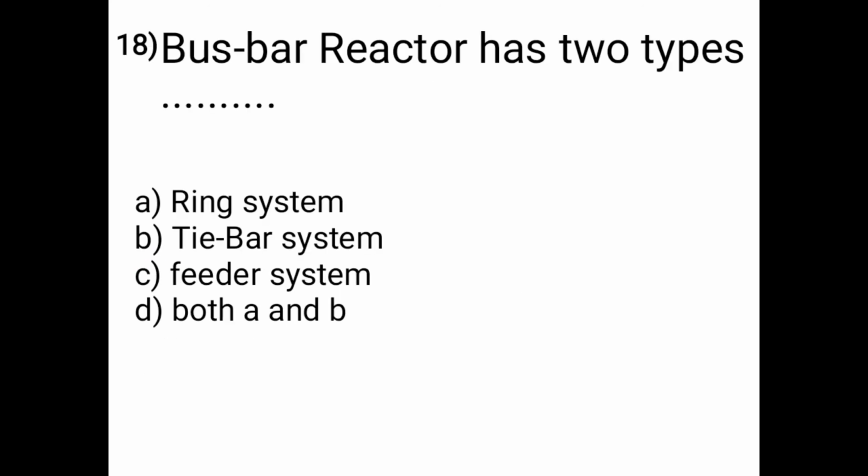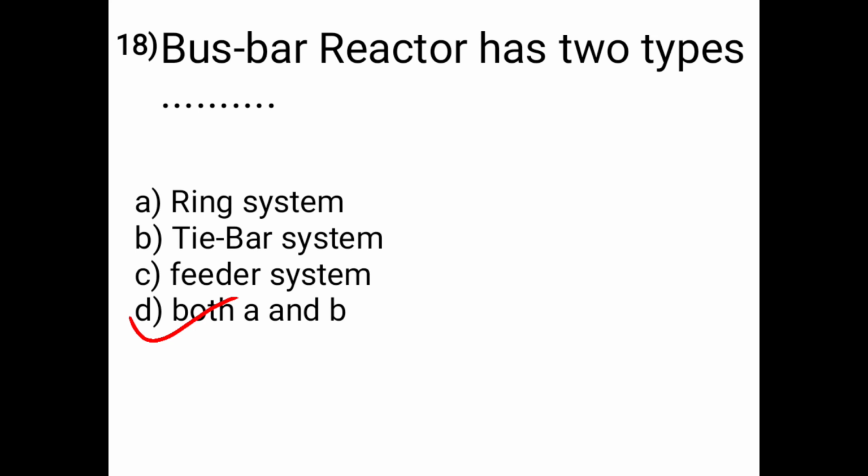Then the next question is: bus bar reactor has how many types? The options are A ring system, B tie-bar system, C feeder system, and D both A and B. The correct answer is option D, both A and B. Bus bar reactor has two types, ring system and tie-bar system.